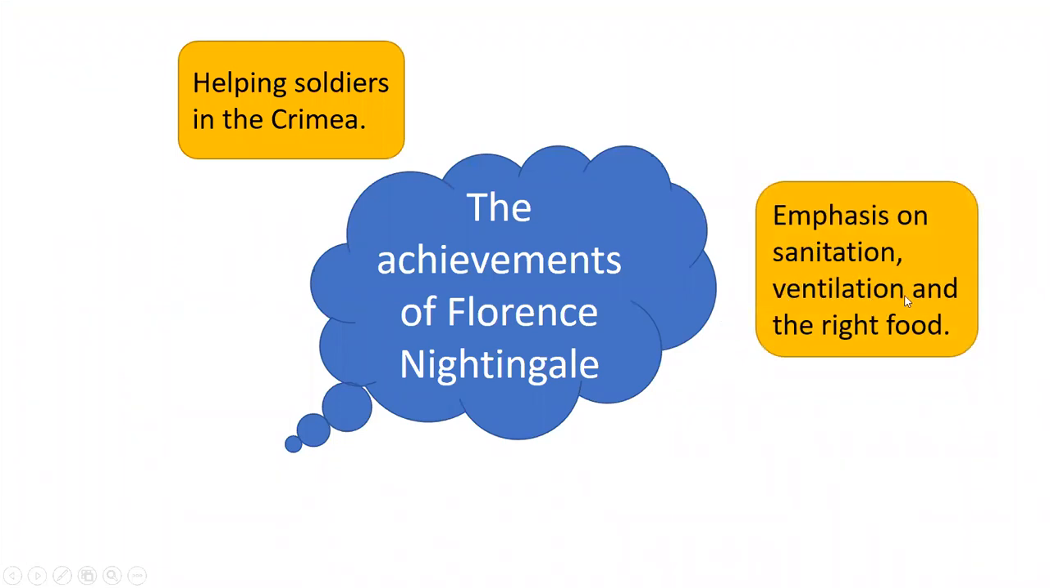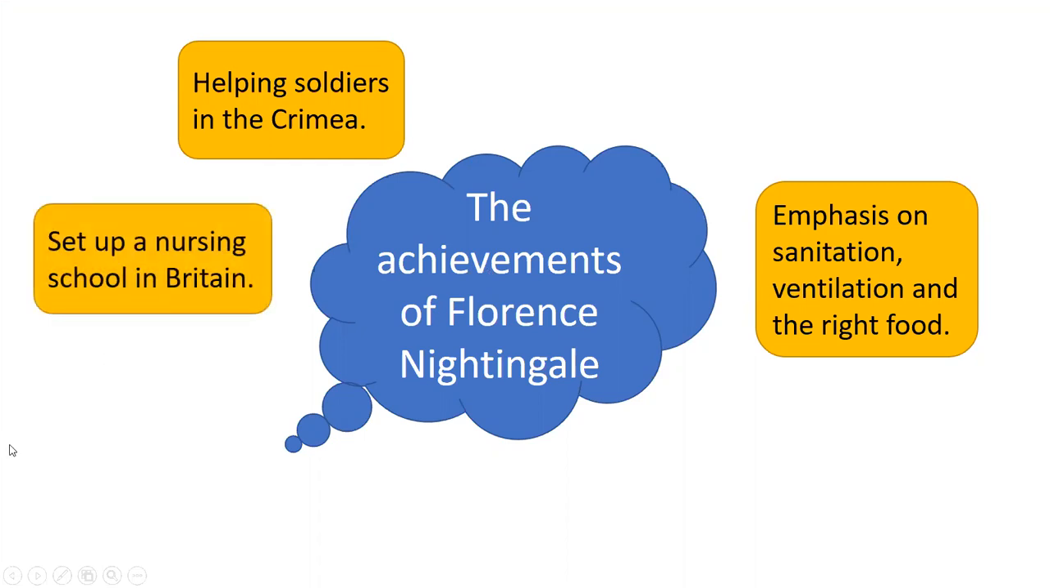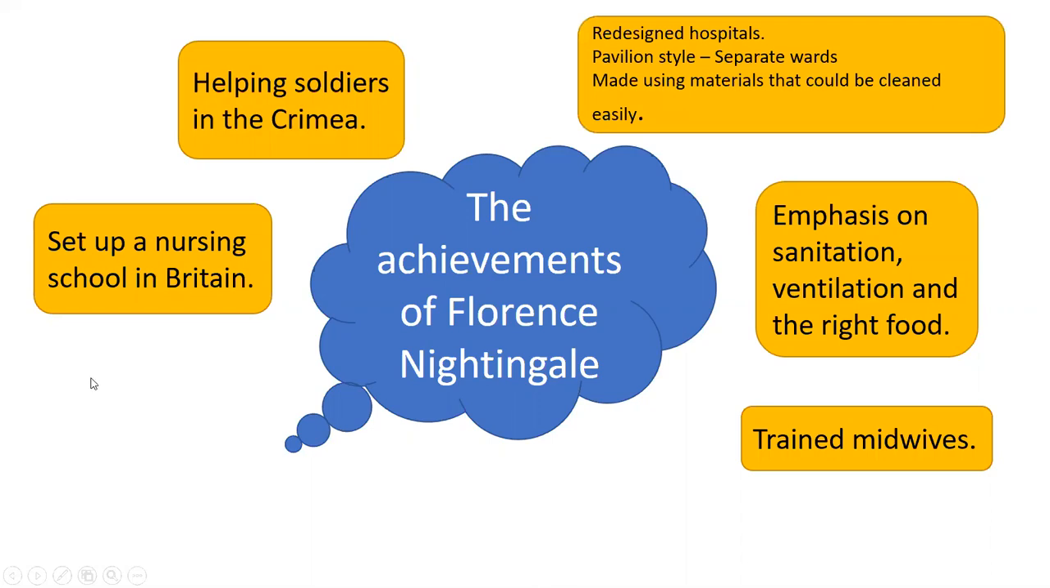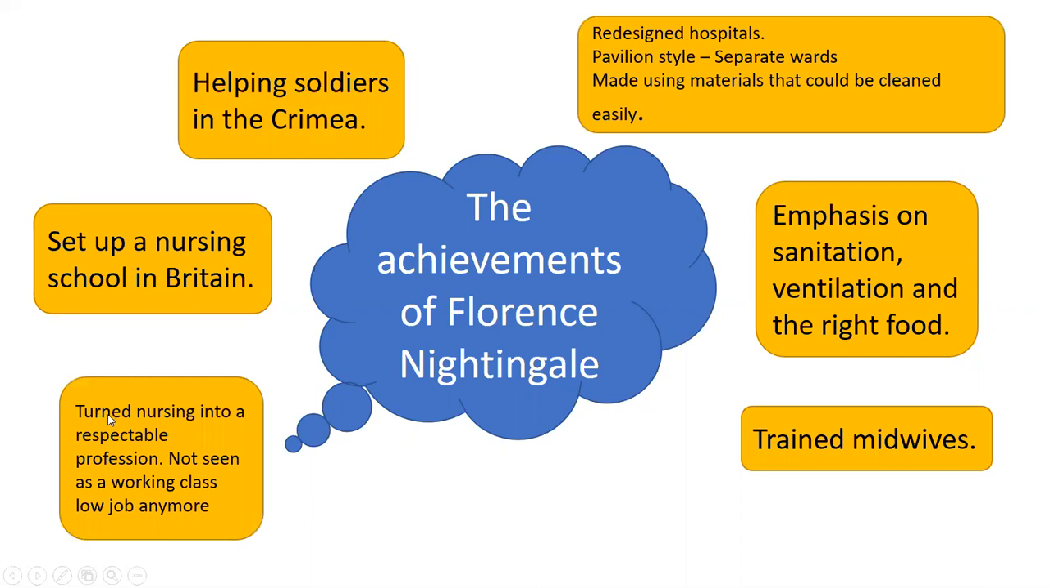Emphasis on sanitation, ventilation, and the right food. Setting up a nursing school in Britain, the Nightingale School for Nurses. She trained midwives, which meant that babies were going to be born with fewer complications. It means that people could have support through their pregnancy. She redesigned hospitals, pavilion style, separate wards, less cross-infection. They were made using materials that could be cleaned a lot easier. Turned nursing into a respectable profession, not seen as a working-class low job anymore.